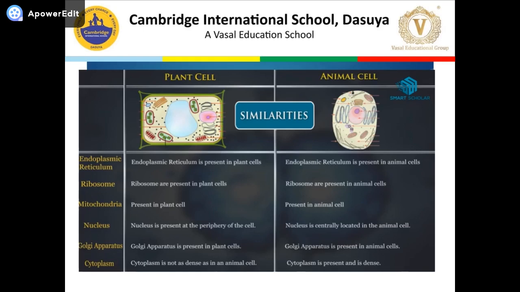Golgi apparatus is also present in plant cells in the form of dictyosomes. Golgi apparatus is also present in animal cells. Cytoplasm is not as dense as in an animal cell, but it is present in the plant cell. Cytoplasm is present and dense in the animal cell. Now let's learn how to draw the structure of plant and animal cells, and it is very important for pharma questions.